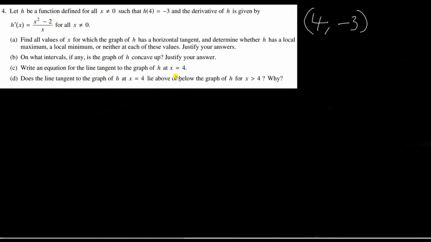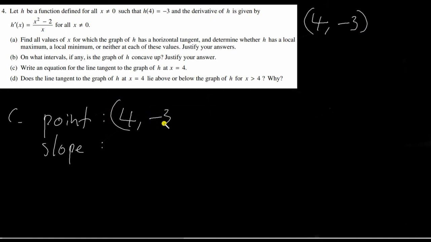So whenever you need to write a tangent line, a good thing to do is to just write point and slope. Because these are the two things you're going to need when you want to write the equation for the tangent line. You want a point, and you're going to want the slope. So at x equals 4, what's a point? It's going to be 4 comma something, right? Well, we know that 4 comma negative 3 is on the graph. So that's going to be our point, 4 comma negative 3.